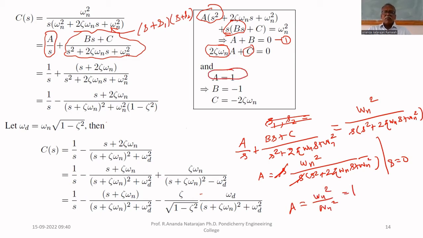Now, A equal to 1 means B equal to minus 1, because A plus B equal to 0. C equal to A equal to 1, therefore C equal to minus 2 zeta omega n. Substitute all these values here. 1 upon S, because A equal to 1, B equal to minus 1, therefore S plus C equal to 2 zeta omega n minus 2 zeta omega n. Therefore, here you will get a minus sign. S plus 2 zeta omega n upon.